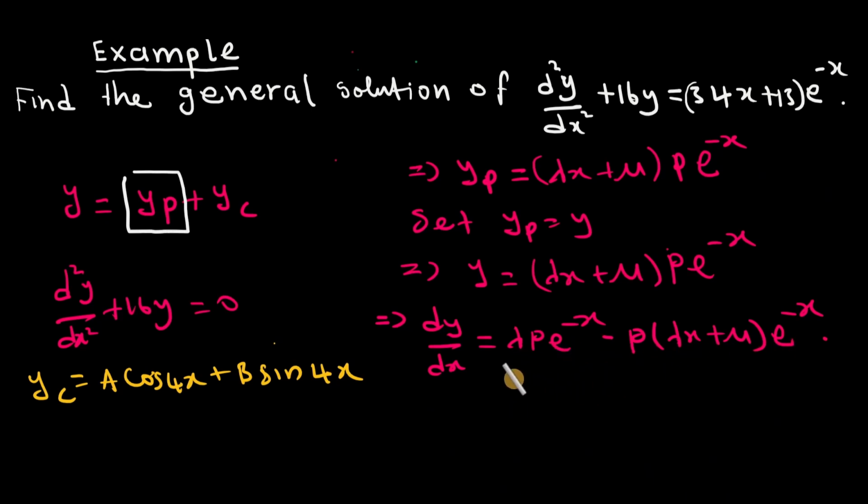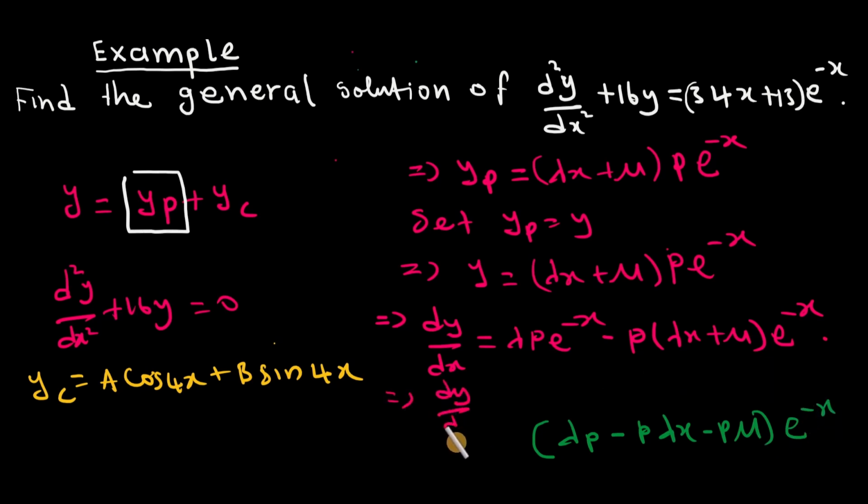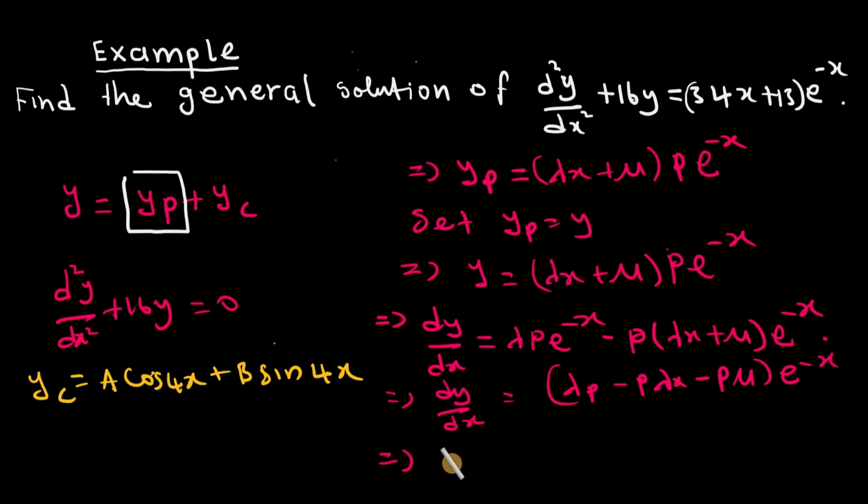Now this can still be simplified. That is the same as factorizing out e to the minus x. I'll have (lambda p minus p into (lambda x plus mu)) all into e to the minus x. And you see this is the same as lambda p minus p lambda x minus p mu. That's when I multiply the bracket by minus p times e to the minus x. So this means dy/dx can be simplified to (lambda p minus p lambda x minus p mu) times e to the minus x. Now I need to differentiate this one more time.